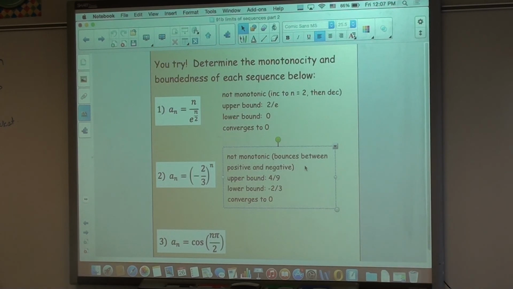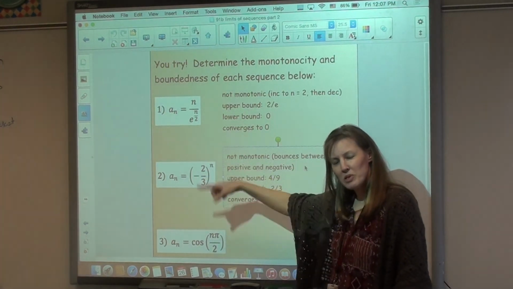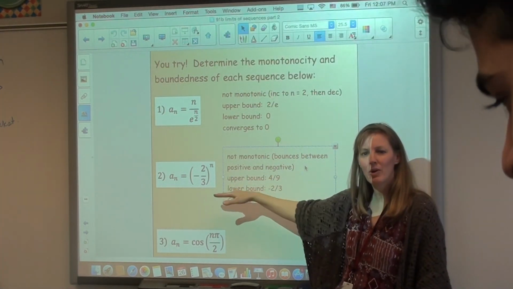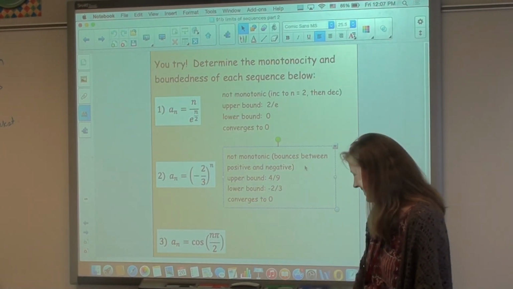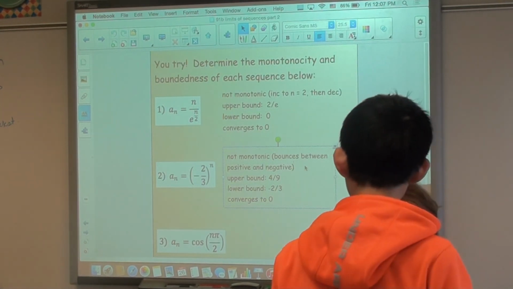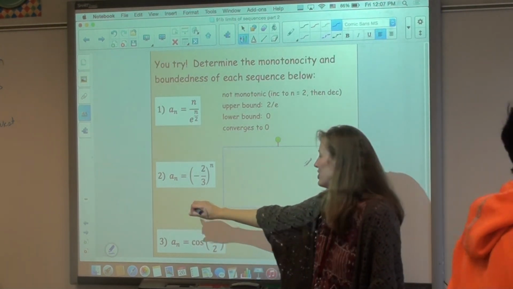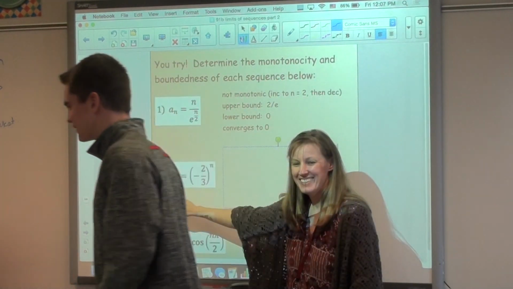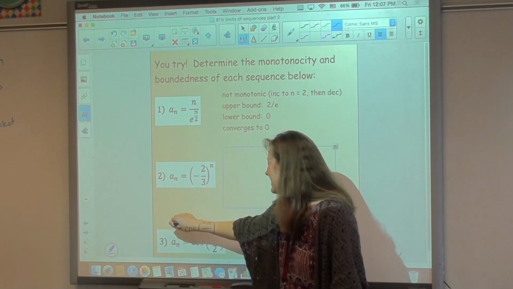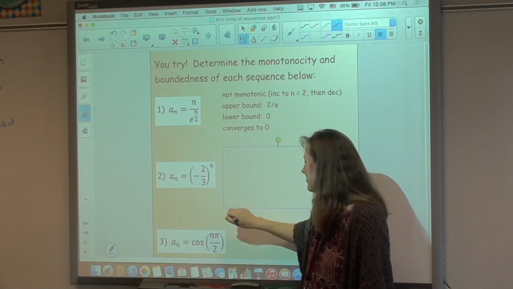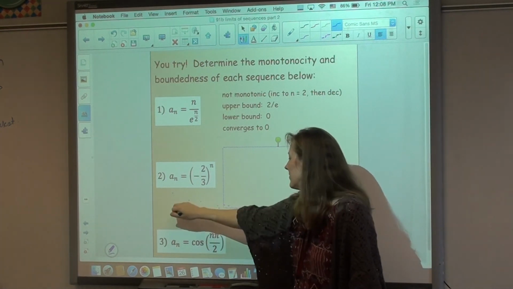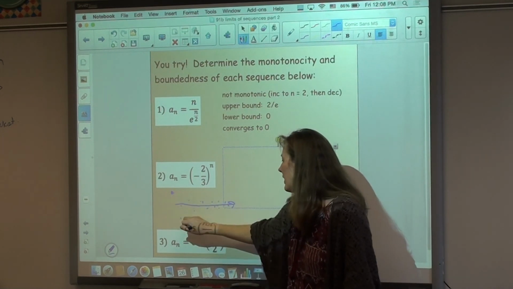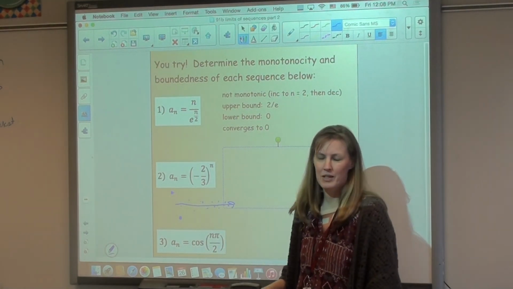Okay, so this is a negative to an exponent, which means it's going to bounce, right? So of course it's not monotonic, but it does have an upper and a lower bound. As my students leave, just know that if you draw it out, you get something like this, right? The first two terms of the series or sequence.